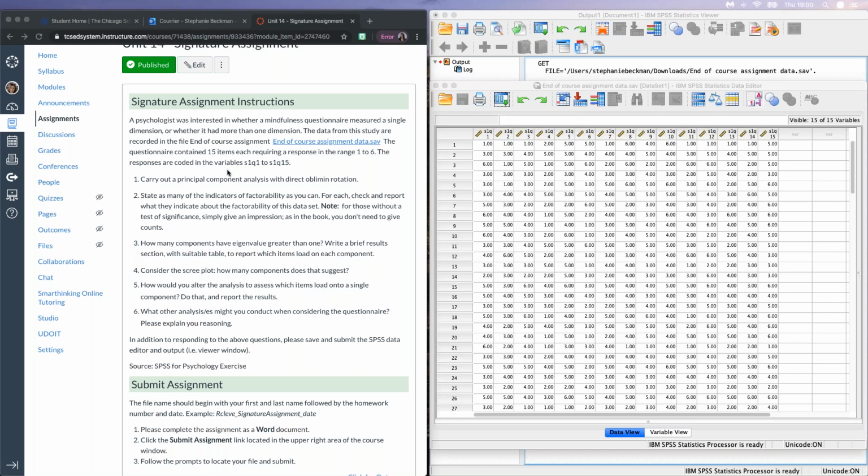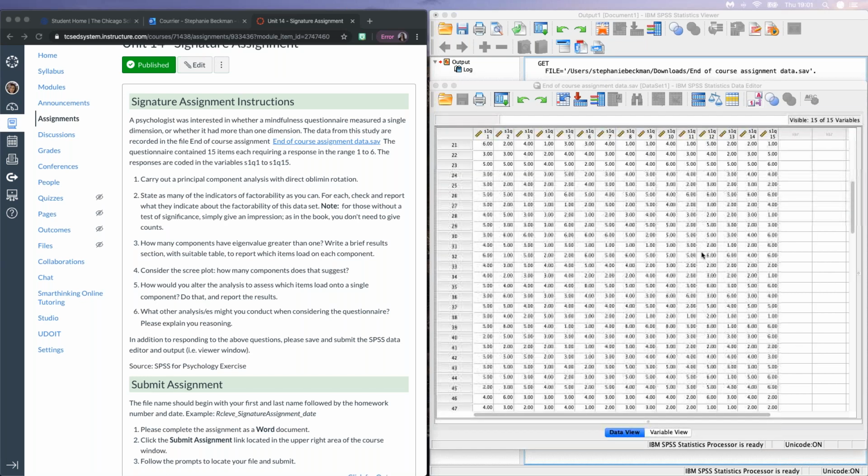So our signature assignment instructions are here. A psychologist is interested in a mindfulness questionnaire and whether it measures a single dimension or more than one dimension. The data from this study are recorded in the file that I have opened up already over here. The questionnaire has 15 items, so we can see over here 15 items on a Likert scale from 1 to 6, and the responses are coded S1Q1 to S1Q15, which we can see over here.